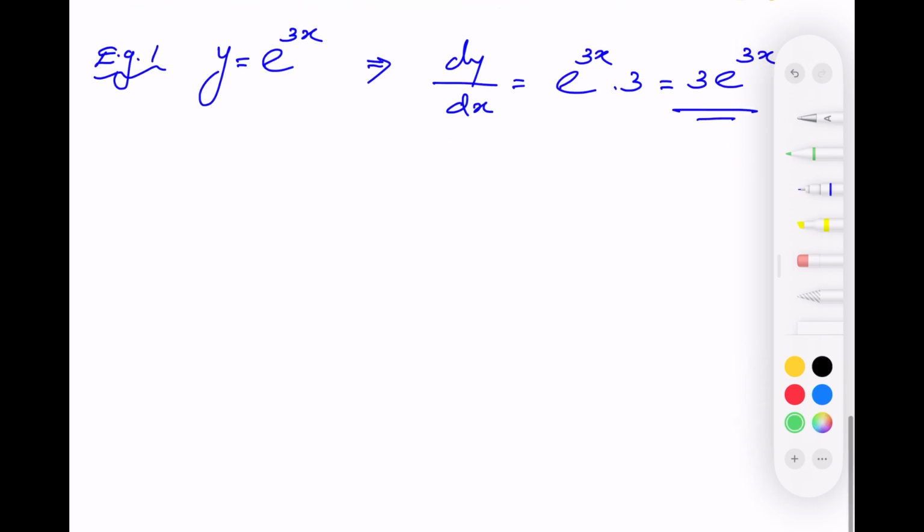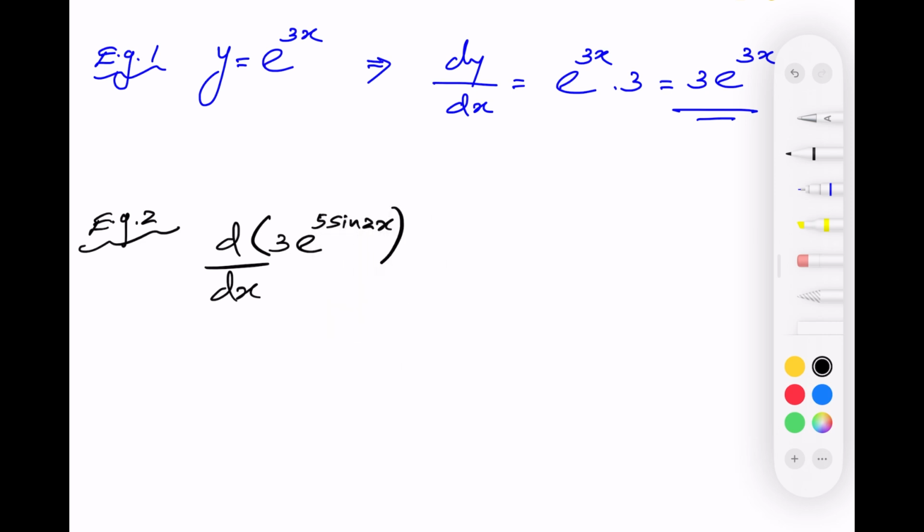We will discuss another question. This is your example number 2. Differentiate with respect to x. Here's the function: 3 times e raised to the 5 sine 2x. What can you say about the 3 right here? It is just a constant. According to the second property of differentiation, I can factor that out. Once you factor that 3 out, I just have to differentiate with respect to x the function e raised to the 5 sine 2x. How do you differentiate that?